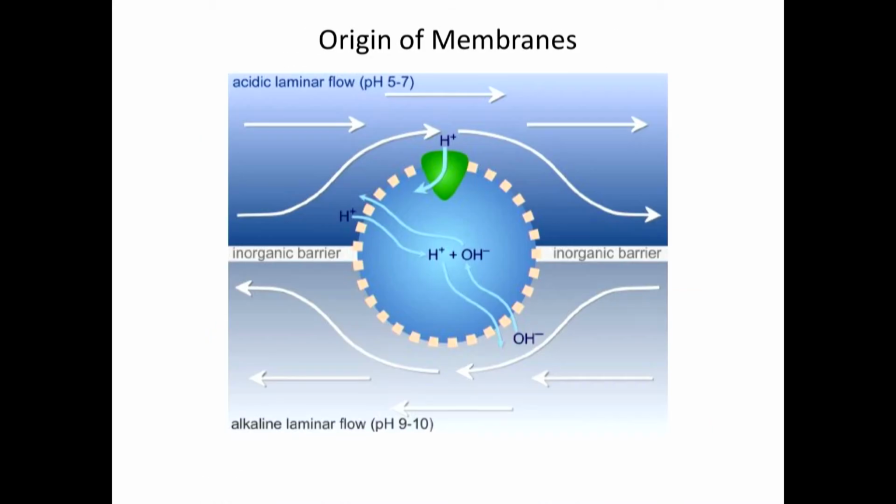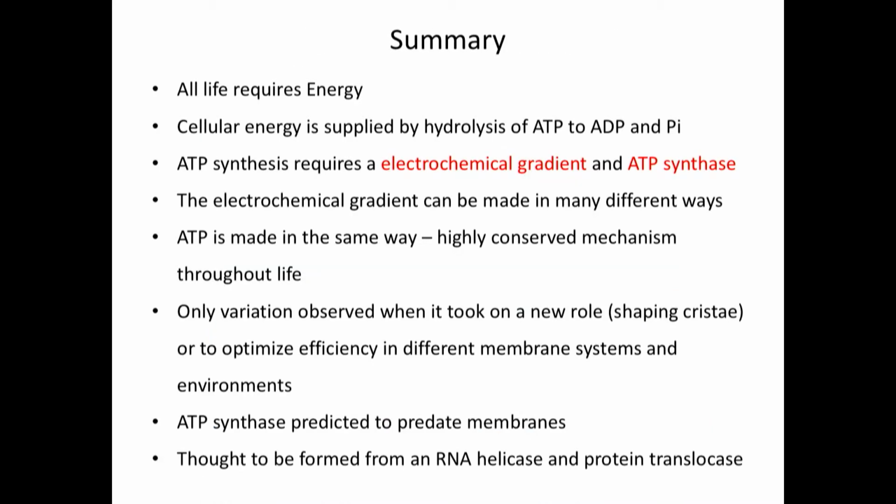Okay, so in conclusion, all life requires energy, and that energy comes in the form of this small molecule called ATP. To generate the ATP, you need two things. You need an electrochemical gradient, and you need the ATP synthase, which uses that electrochemical gradient. The electrochemical gradient can be made in different ways, but the way the ATP synthase works is the same and is highly conserved across life. The only variation we see is in that stator, and we only see that variation really when we go to mitochondria because the ATP synthase has this second function.